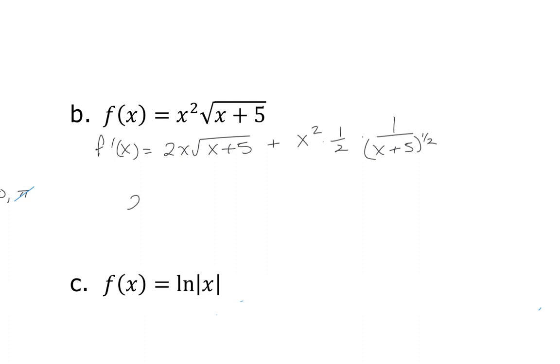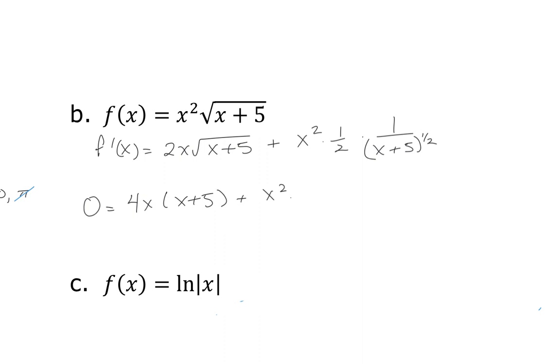So when I do that, I'm going to have 2x. And then because this is in the denominator, I want to make a common denominator. So I'm going to set this thing equal to 0, and I'm going to multiply everything by the square root of x plus 5. When I do that, I'm going to get x plus 5, and then I'm going to have x squared multiplied by 1/2. Oh, so I better multiply by not just the square root, but also by the 2. So I'm going to have 4x, x plus 5 plus x squared.